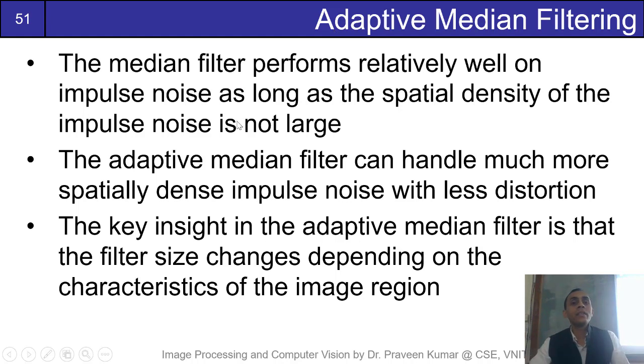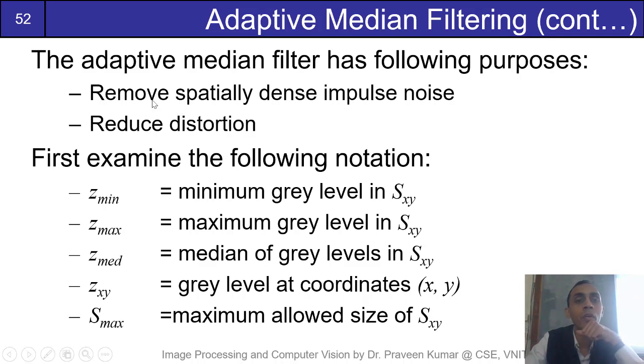The key idea is that it will try to adjust the filter size. Wherever the spatial density of the noise is large, in that region it will take a larger size. Wherever it is less, it will work with a smaller size filter. A smaller filter is preferable if you want less distortion. If you increase the size of the filter, the smoothing or blurring will be more. So we want to achieve two purposes simultaneously: remove spatially dense impulse noise, so salt and pepper noise is also called impulse noise because those are like extreme impulse values, and at the same time minimize distortion as much as possible.